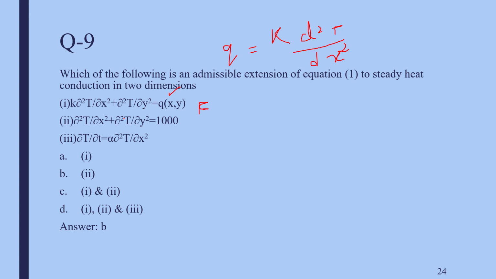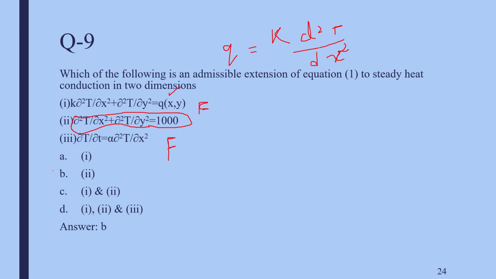In option 2, it is given ∂²T/∂x² plus ∂²T/∂y² is equal to 1000. So here Q is a constant. Since K is a common term which can be taken out, and again taken to the right hand side, it is a constant again. So this is the right one: ∂²T/∂x² plus ∂²T/∂y² is equal to 1000. And in option 3 it is ∂T/∂t is equal to alpha ∂²T/∂x². Two things: this is not a two-dimensional term and it is not a steady state equation. So again this is false. So the right answer is option 2, that is, the second statement is the right one.